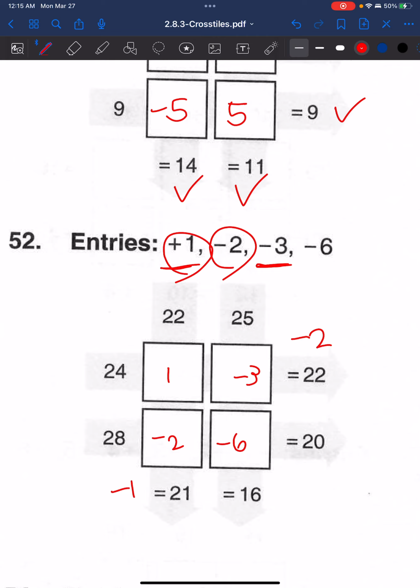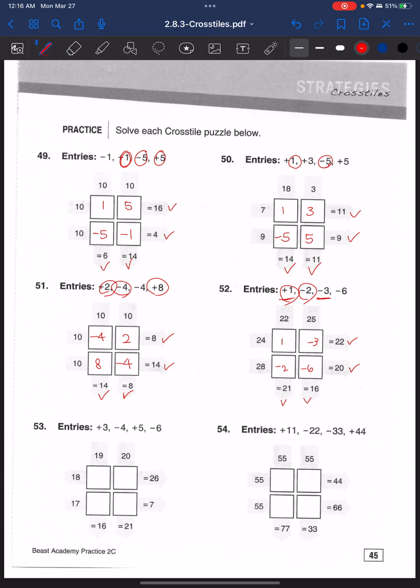So 1 plus negative 3 is negative 2. And so 24 minus 2 is 22. Negative 2 plus negative 6 is negative 8. And 28 minus 8 is 20. 1 plus negative 2 is negative 1. And so 22 minus 1 is 21. Negative 3 plus negative 6 is negative 9. And 25 minus 9 is 16. So all of these boxes work out. And again, we've solved the crosstile puzzles.